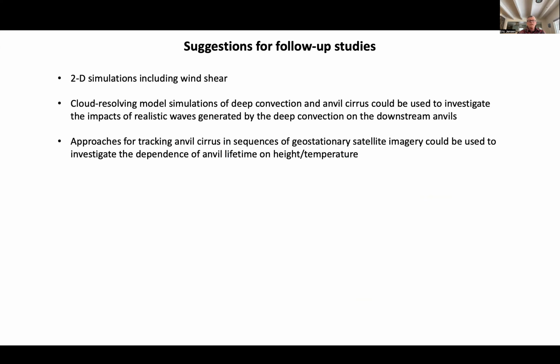So lastly, I think there are some follow-up studies that could be done here. This was a 1D simulation, I think including wind shear is important, and people really haven't done a whole lot looking at the impacts of wind shear on anvil cirrus or cirrus formed in situ. As I mentioned, cloud resolving model simulations could do the whole problem, the deep convection, realistic waves generated by the deep convection, and the evolving anvil cirrus, which includes the waves and the radiative dynamical feedbacks.